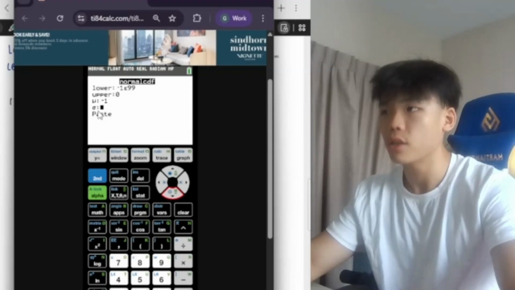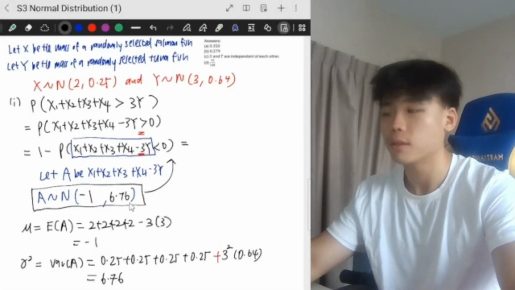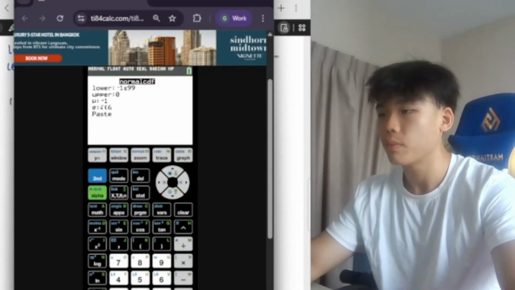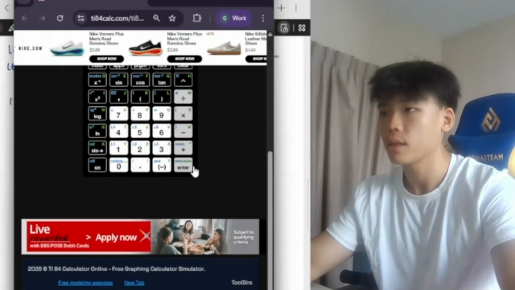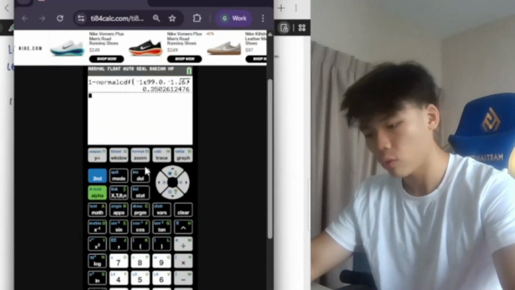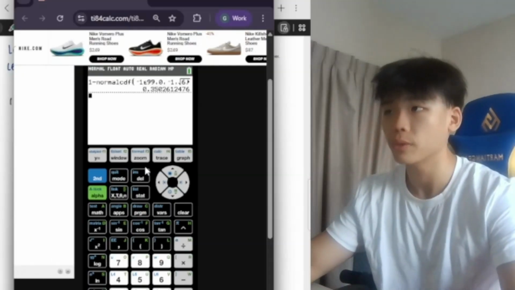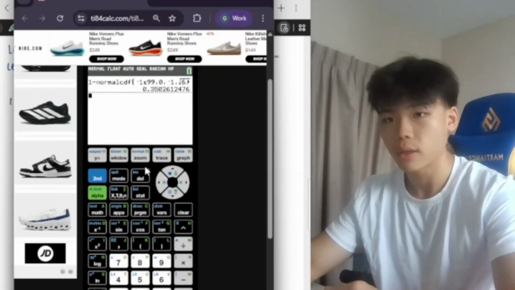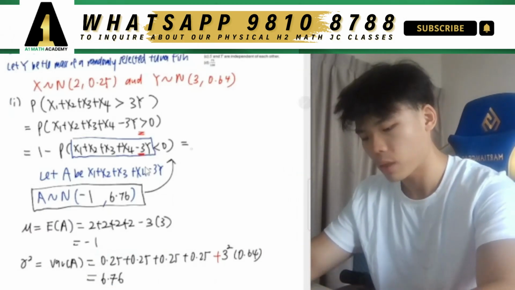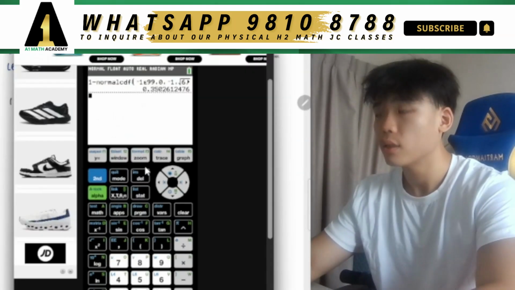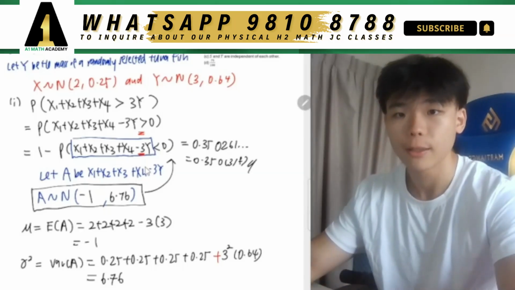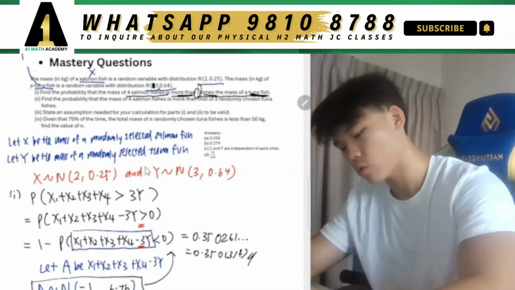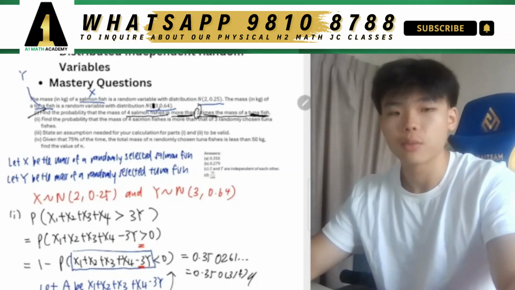And the standard deviation is the square root of variance. So I'm just going to square root 6.76, close it, paste, enter, and I get a value of 0.350261... Right, so I'm just going to key in 0.350261... then 3 SF, and that's the final answer to the first part over here. Okay, so I'm just going to strike it off. So that's it for the first part. Let's move on to the second part.